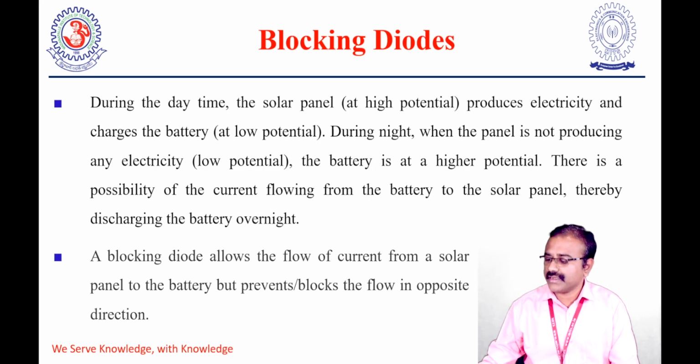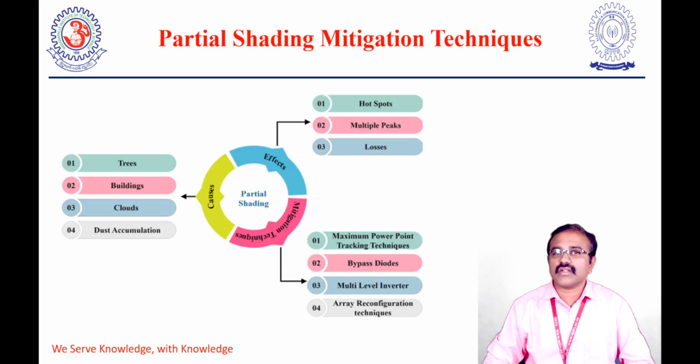In the next slide, we can discuss what the partial shading mitigation techniques are. As we already discussed, partial shading is caused by trees, buildings, clouds and dust accumulation. The effects we experience during partial shading are hotspots, multiple peaks and losses. To mitigate partial shading, the first technique is maximum power point tracking, that is MPPT. The second is bypass diodes, the third is the multi-level inverter, and the fourth is array reconfiguration techniques.